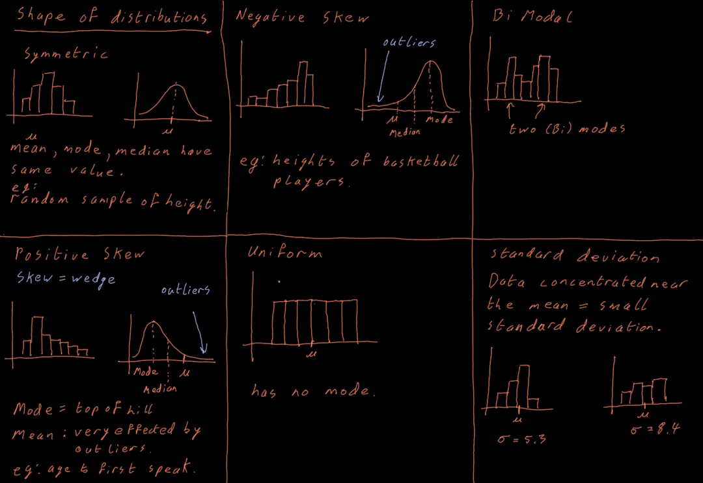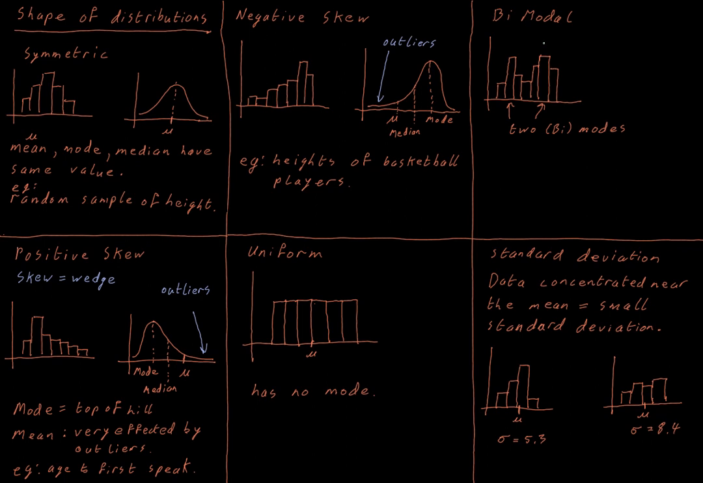Now, uniform data comes up from time to time. It's an example of a type of symmetric data, but it's where all of the outcomes come up equally often. The mean just sits in the middle, and the only thing to really think about for the uniform distribution is it has no mode. All of them are seen equally often, so there is no mode to that data set.